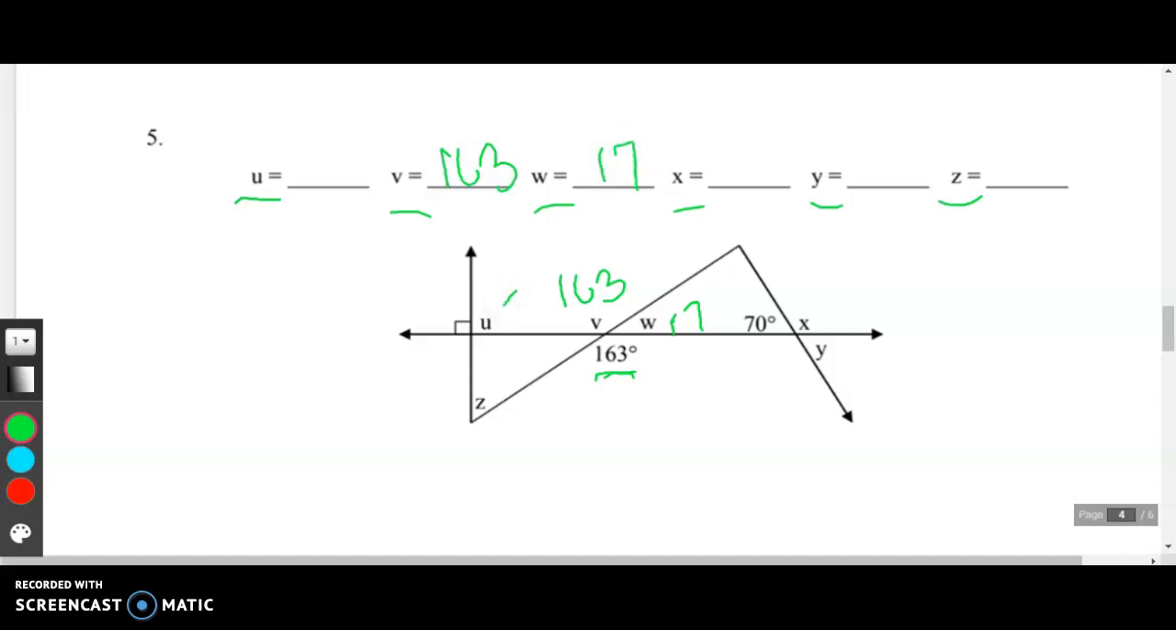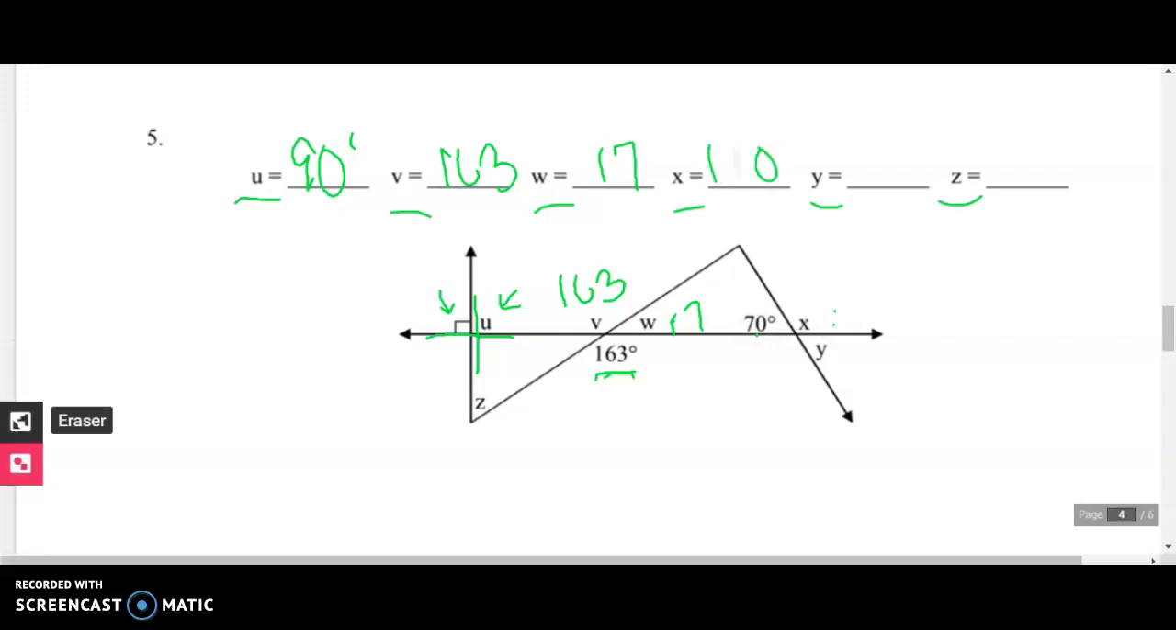If I go over here, I have to find U. Well, if this is 90 because of the right angle, then that means that U is also 90. If I go over to X, if this is 70, then that means that this is 110, because 70 plus 110 equals 180. Some Sunday night math for you right there. Y is going to be 70 for two reasons: either the fact that 110 plus 70 makes 180, or the fact that it's vertical to the 70 degree angle.